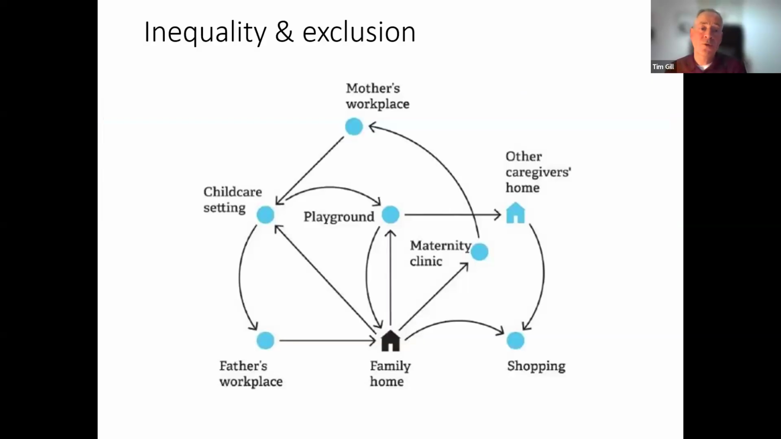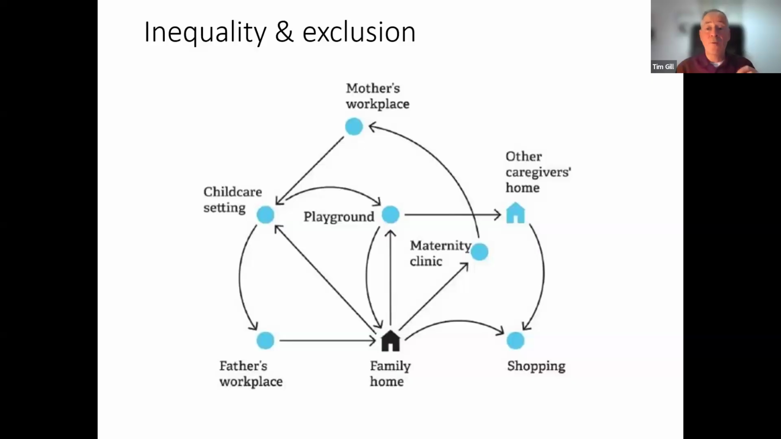I also talked about economic inequality and exclusion. I could spend another half an hour talking about that, but I just want to highlight one topic which I think is really important and often neglected, which is gender, and in particular, the importance of thinking about caregivers, mothers in particular, and their travel patterns, because they're very different from the travel pattern that is often the focus of transport planners.